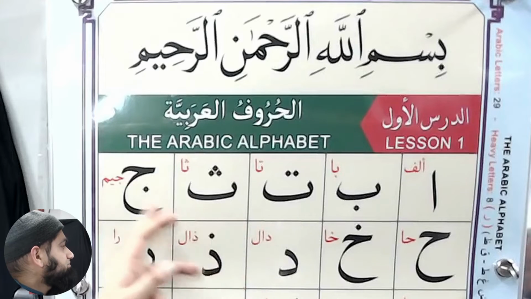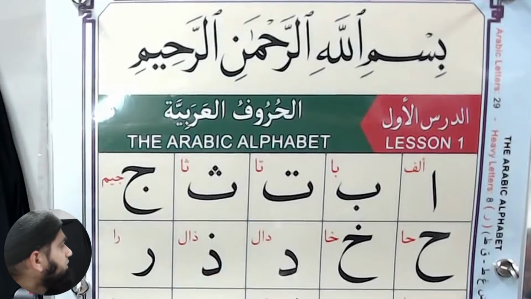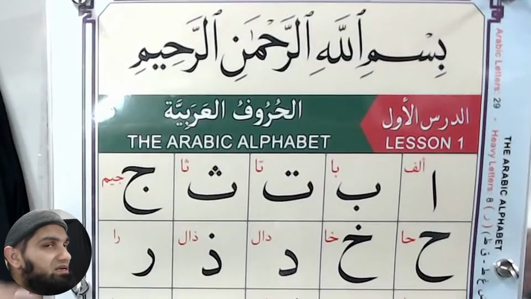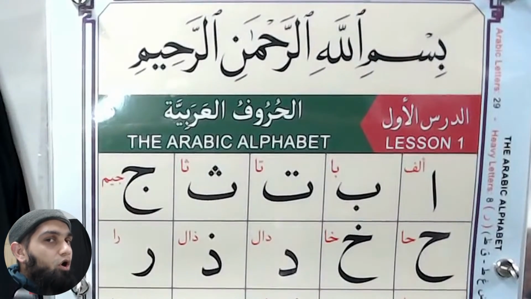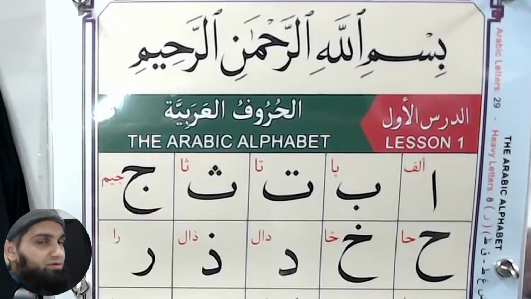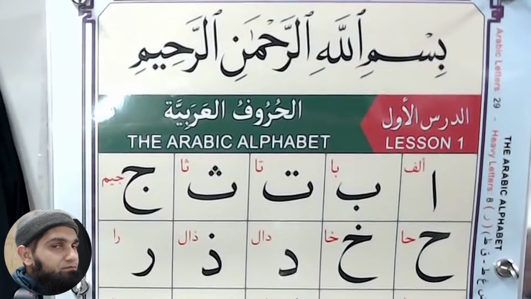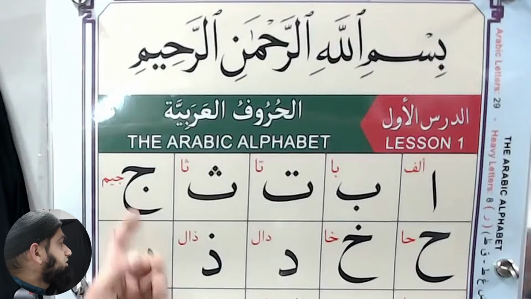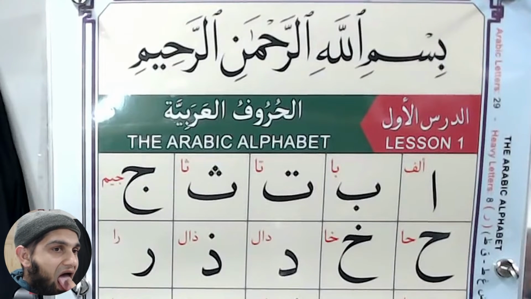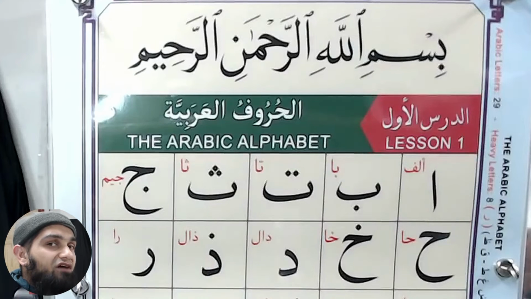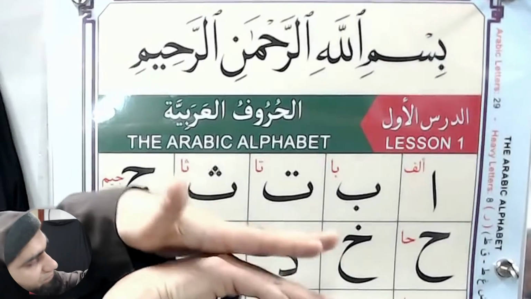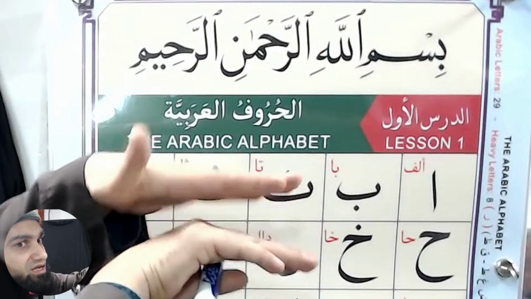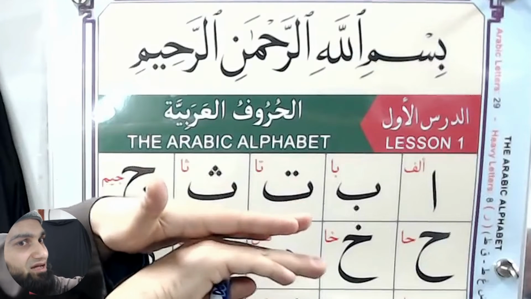Next letter. This letter has the ya in the middle, making the e long sound. Let's pronounce it. Jeem, jeem, jeem. This letter comes from the middle of the tongue against the middle of the upper palate. There is a contact of the middle of the tongue against the middle of the upper palate, and that contact produces the sound.